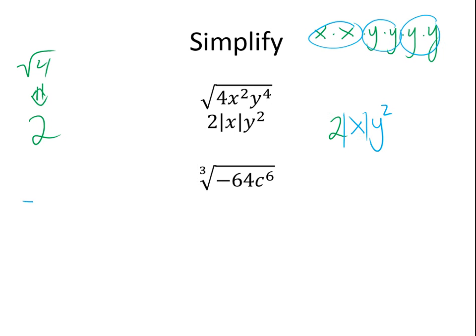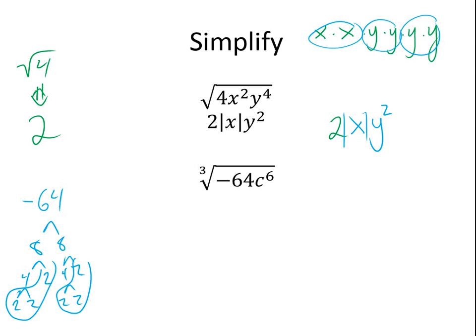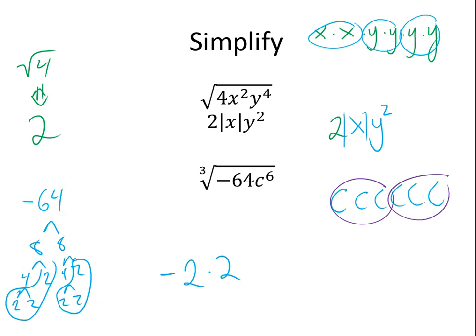You would want the cube root of negative 64, where 64 breaks up into 8 and 8, which breaks up into 4, 2, 2, 2, 4, 2, 2, 2. So it looks like we've got 2 pairs of 2's. That means out front we would have 2 times 2, and it would be negative because the inside is negative. And then we would look at the c's. 1, 2, 3, 4, 5, 6 c's. How many groups of 3 can we make? 2. So it would be c squared. So it looks like negative 4 c squared would be our answer.